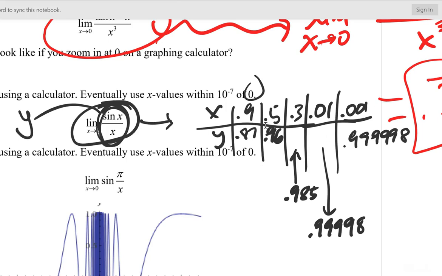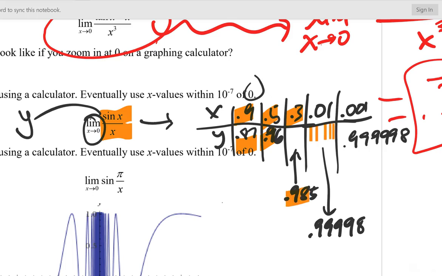So what I've done is, it looks like as you plug in values very close to 1, very close to 0, see the limit's going to 0, as I plug in those values, so I plugged in 0.9, I got 0.87. Plug in 0.5, I got 0.96. I plugged in 0.3. Now see, I'm plugging it into sine x, and then I plug it into x. I get 0.985, and as I keep going, I get something really close to 1, okay?